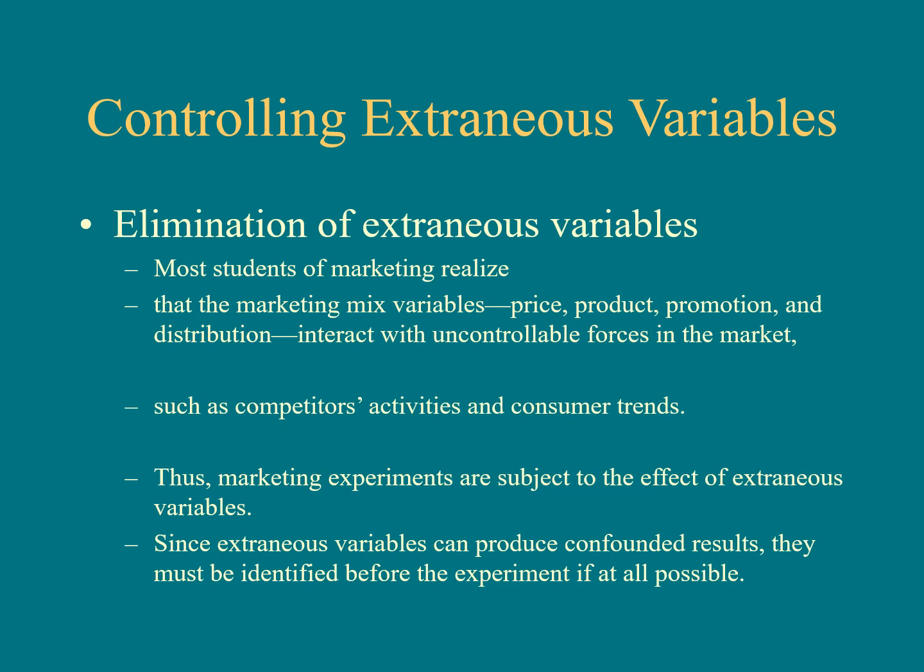Controlling extraneous variables. The first one is elimination of extraneous variables. Most students of marketing realize that marketing mix variables, price, product, promotion, and distribution, interact with uncontrollable factors in the market, such as competitors' activities and consumer trends. Thus, marketing experiments are subject to the effect of extraneous variables. Since extraneous variables can produce confounded results, they must be identified before the experiment if at all possible.